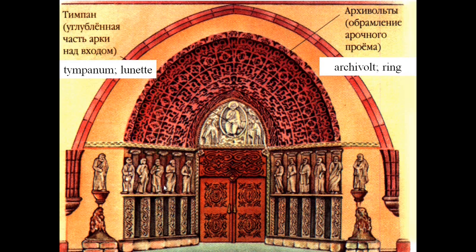Here we can see semicircular figures, or sometimes even round sculptures, that are usually decorating the entrance. These are usually depictions of different saints or prophets, for example, from the Old Testament period. So this part, this enframing, is called an archivolt or ring.